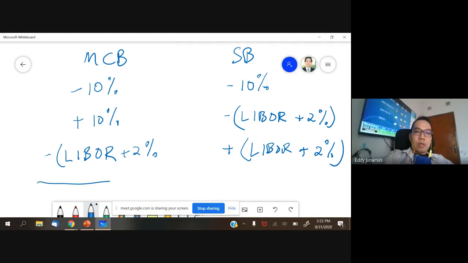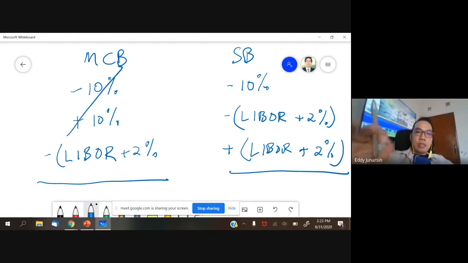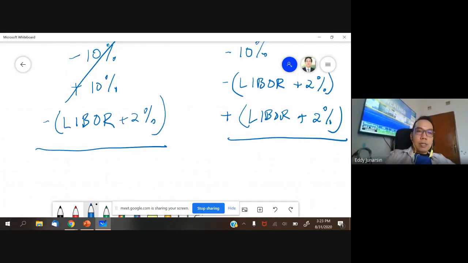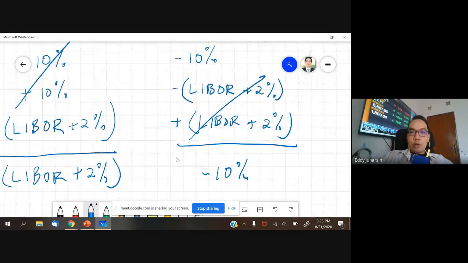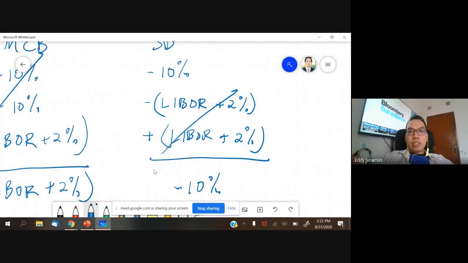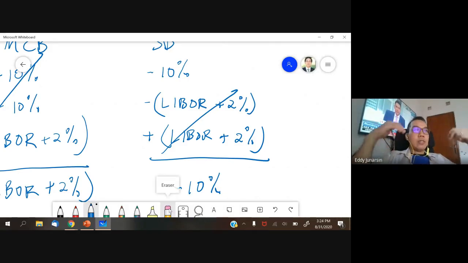Okay, so if we total that, we find that these two cancel out one another, and Money Center Bank ends up paying LIBOR plus 2%, right? And here, the savings bank ends up paying about 10%. However, we should remember from the example that actually they don't pay LIBOR plus 2%. They are actually paying the CD rate. So there's a basis risk here because the savings bank is paying the CD rate.